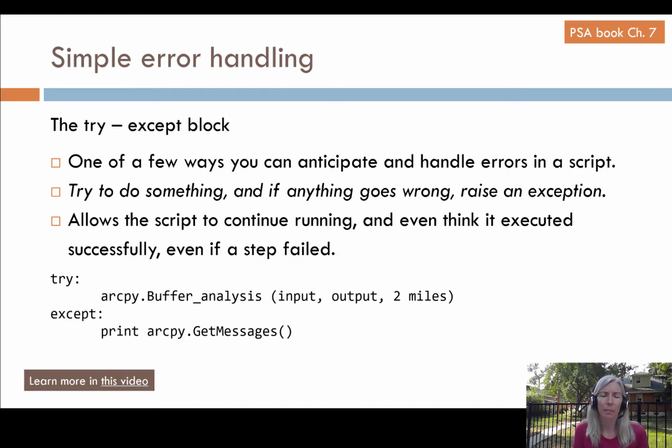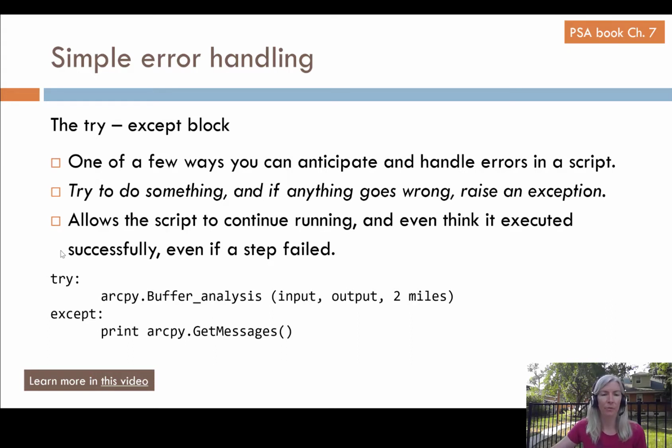Another type of compound statement in Python that's really handy for working with errors and finding errors and giving back better error messages is the try except block. This is one of a few ways that you can work with errors, but the basic idea is that you try to do something, and if something goes wrong in that expression or in that line of code, then you raise what's called an exception. So we're trying to do something and telling it what to do if it can't do that. And then you could have multiple exceptions, and it's just a way to get better error messages back to you.